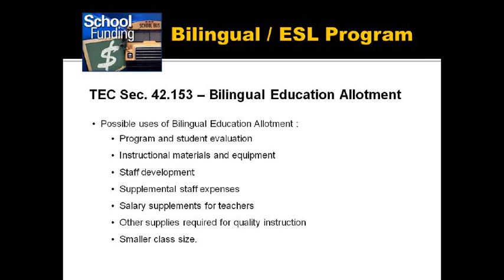A district's bilingual education or special language allocation may be used only for program and student evaluation, instructional materials and equipment, staff development, supplemental staff expenses, salary supplements for teachers, other supplies required for quality instruction, and smaller class size.